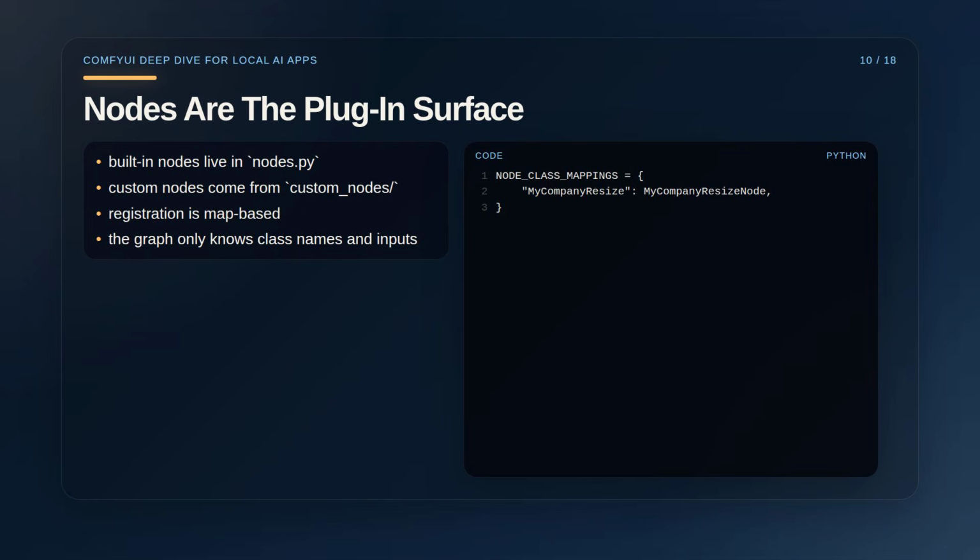Now, if the engine is the core, nodes are the extension surface. Built-in nodes come from the main repo. Custom nodes come from the custom nodes folders. The runtime only cares that a node is registered and exposes a valid input and output contract. That is exactly where product-specific media logic should live.